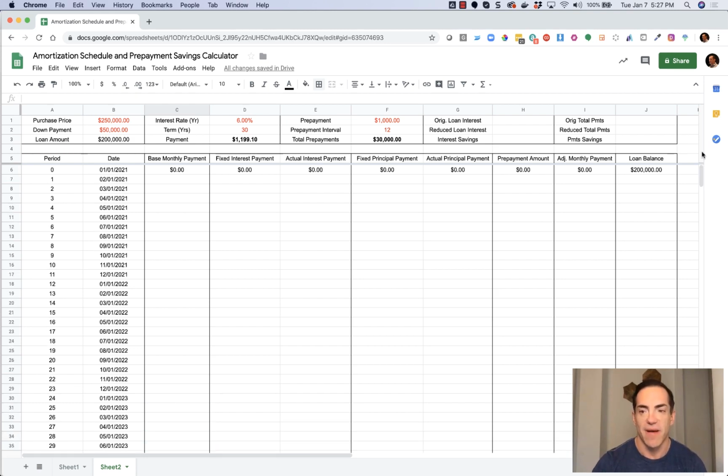But if I prepay X amount every Y months, which we'll test here, what's it going to do? When am I going to pay off the loan? We'll be able to see not only how much money we save, but also how much time we save, or how much time we gain.